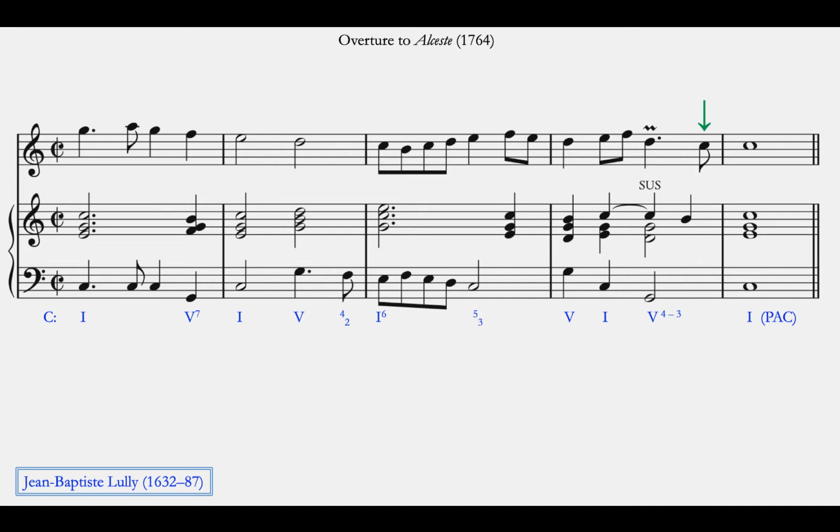5/4/2. And when that F resolves down to E as we change harmony over the bar line, that E in the bass means it's a first inversion 1 chord. So this is something to get used to. 5/4/2 goes to 1/6. That's just the way it works out.